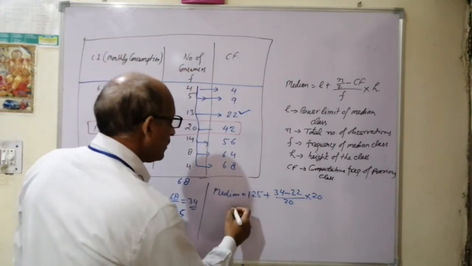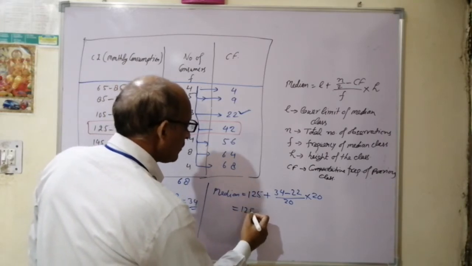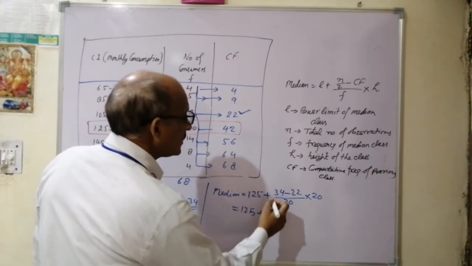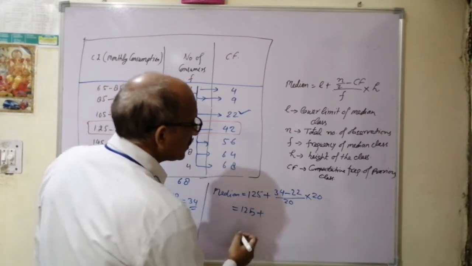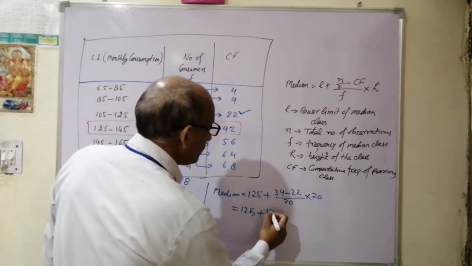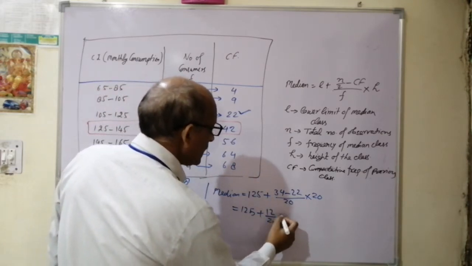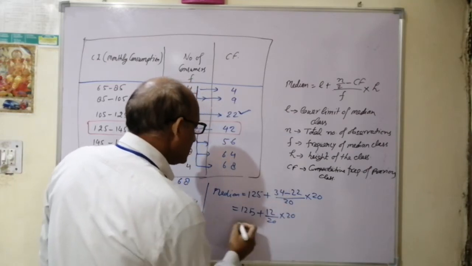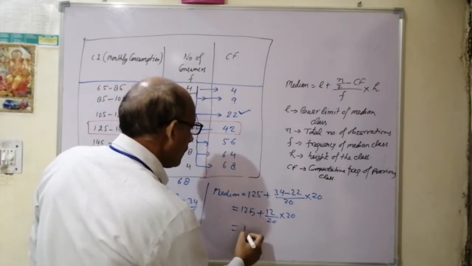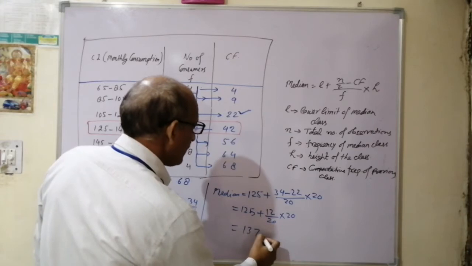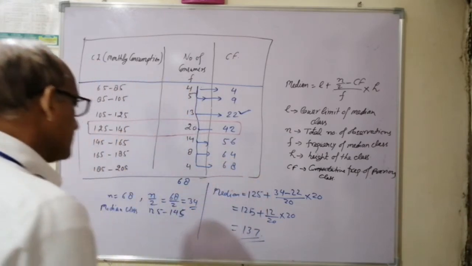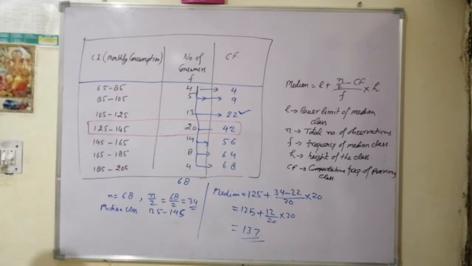So what we are having is 125 plus 34 minus 22, that is 12, upon 20, into 20, which gets cancelled. So we are having 137. That is the median of the class.